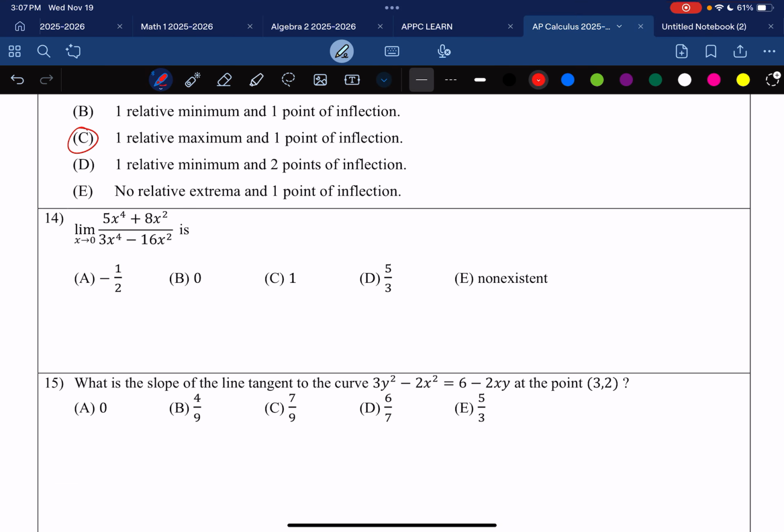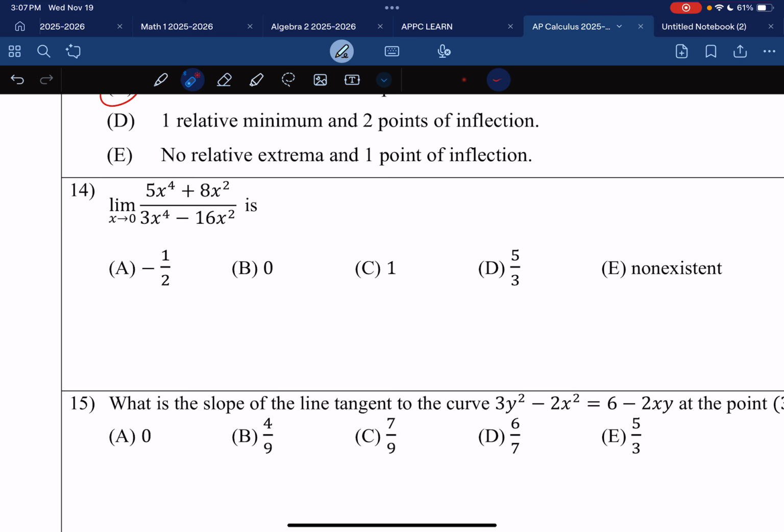Moving on to number 14. In number 14, we are trying to plug in 0. If we plug in 0, the top is going to be 0, the bottom is going to be 0, and you're going to get 0 over 0, which is the indeterminate form.